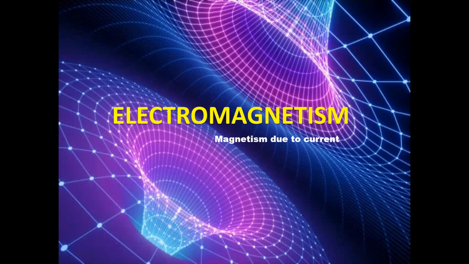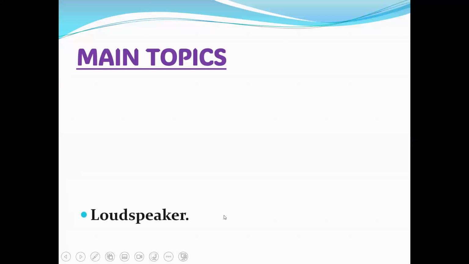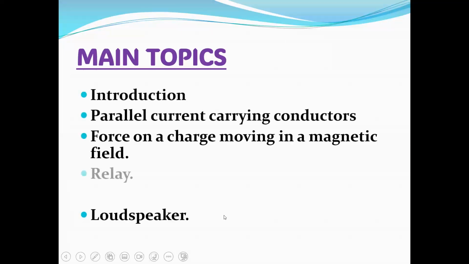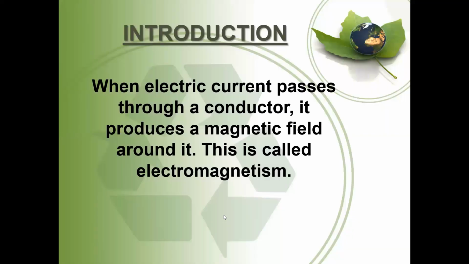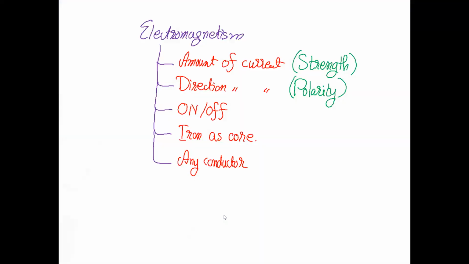Now we had started electromagnetism in our last class, and I hope you remember that we had discussed some main topics. We made a list, and we made an introduction of what electromagnetism is. It is a concept of magnetism due to current. When electric current passes through a conductor, it produces magnetism.